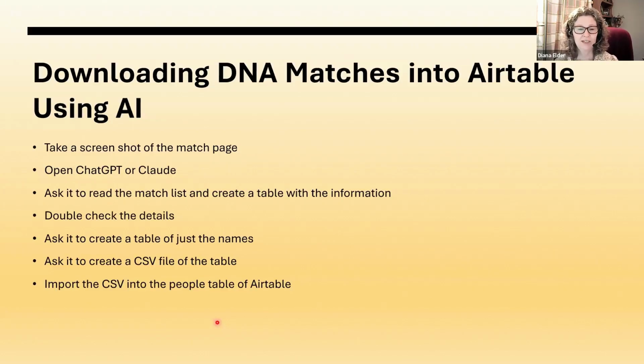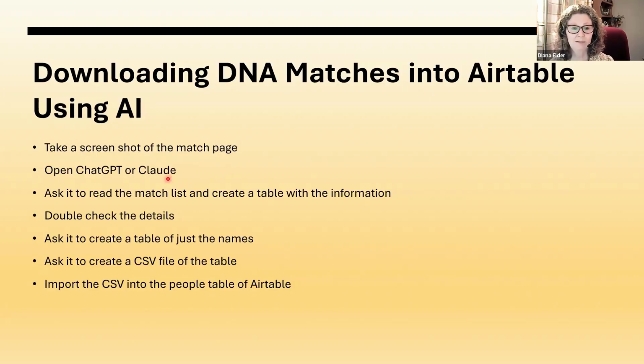So another question was about downloading DNA matches into Airtable, and I decided to do this using AI. And so this is one really great use of AI to help us get information from a screenshot or a web page and then transform it so we can use it in other places. So I'll show some screenshots of what I did, but basically I took a screenshot of the Ancestry match page of the DNA matches. And then I tried both ChatGPT and Claude. They both will work fine with this. Probably Gemini would work fine too.